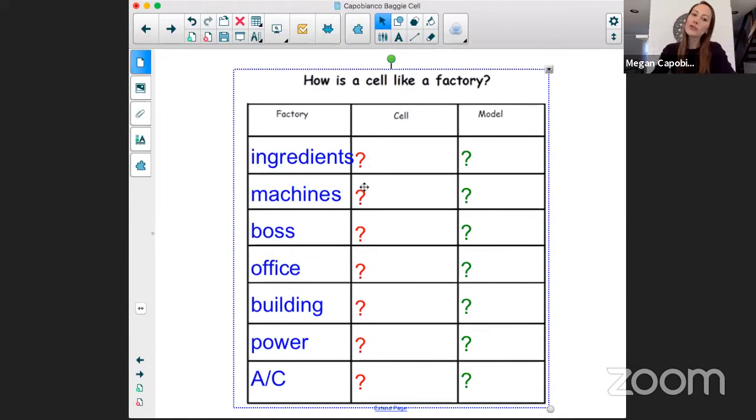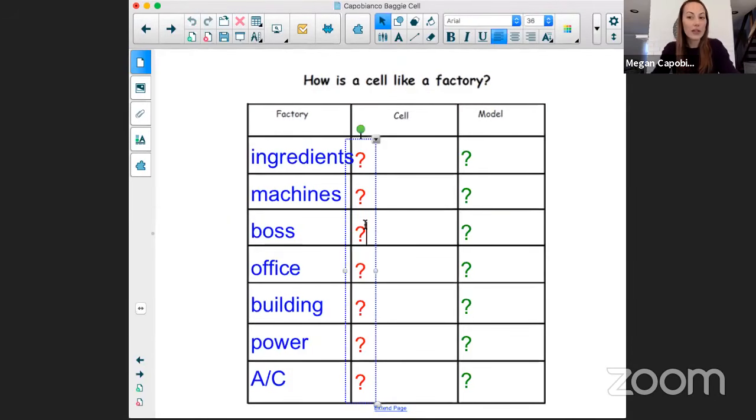All right, so I usually start off with, let's take a look, the boss. The boss is pretty easy to start off with because we know that there's a part of the cell that's kind of in charge. Now, a lot of people jump to say that this is the nucleus, but think about it. The nucleus is where what is held? The DNA. So the boss is actually considered the DNA, and we know that the DNA is stored inside of the nucleus. So that's going to be the boss's office.